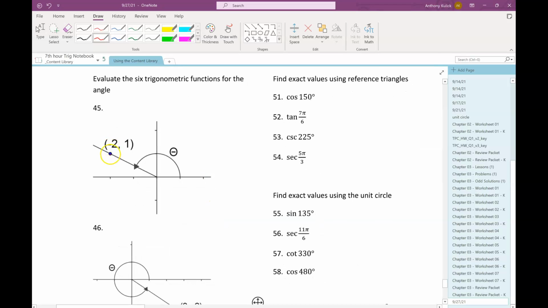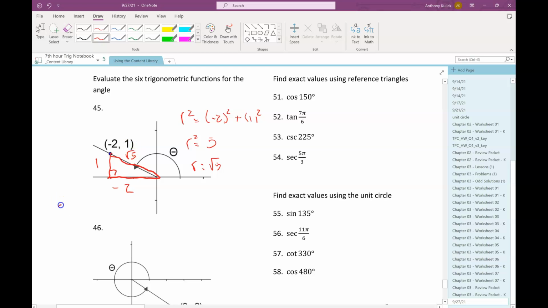So here's the idea. I'm just going to build a right triangle. To graph that point, I went 2 to the left and 1 up. So to find r, I can just do the Pythagorean theorem. So r squared is 5, so r is √5.